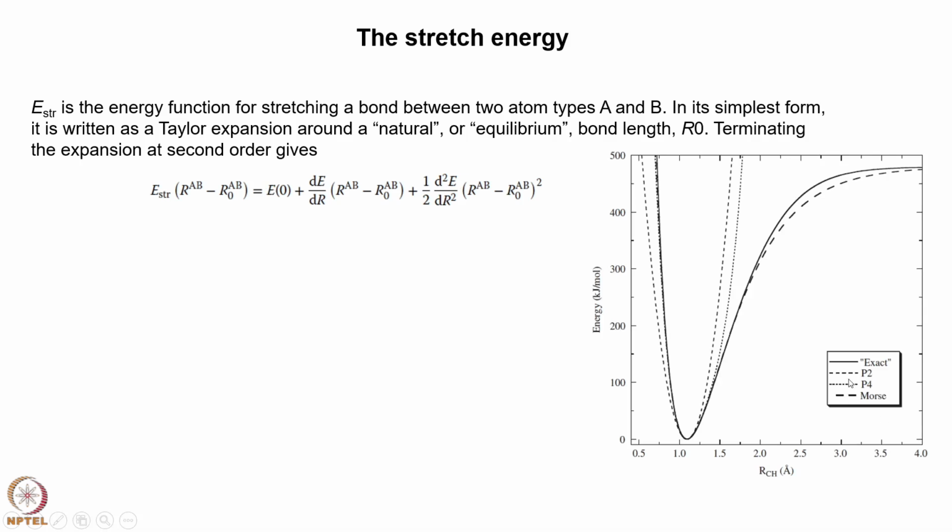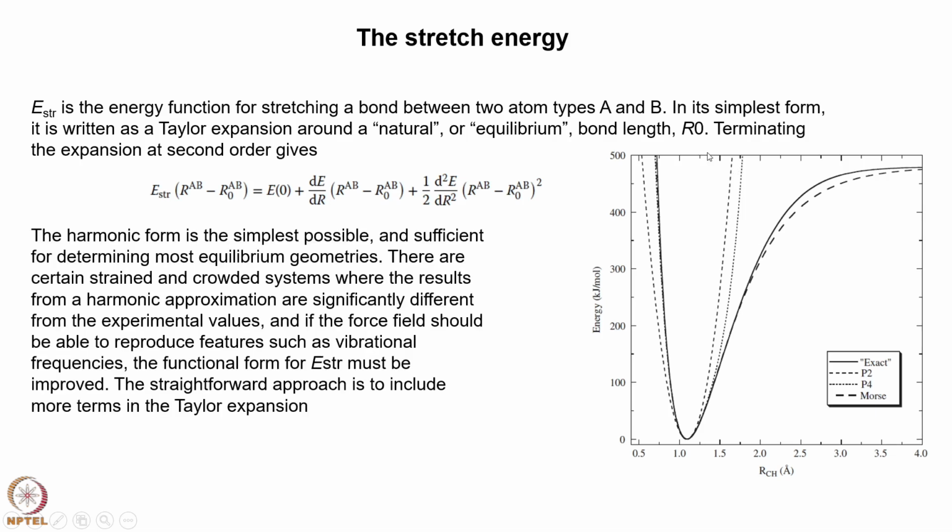So, here what is called P2. If you see, the black solid line is the exact, and P2 essentially will give you this line. This line is quite good around the equilibrium bond length, but because it is a harmonic potential, when I am stretching the bond, this is not so great. So, the harmonic form is the simplest possible and sufficient for determining most equilibrium geometries.